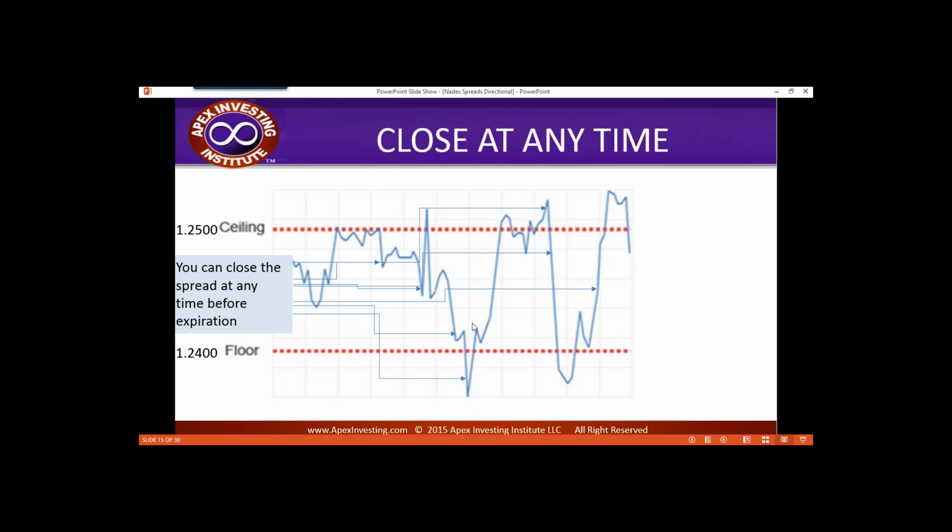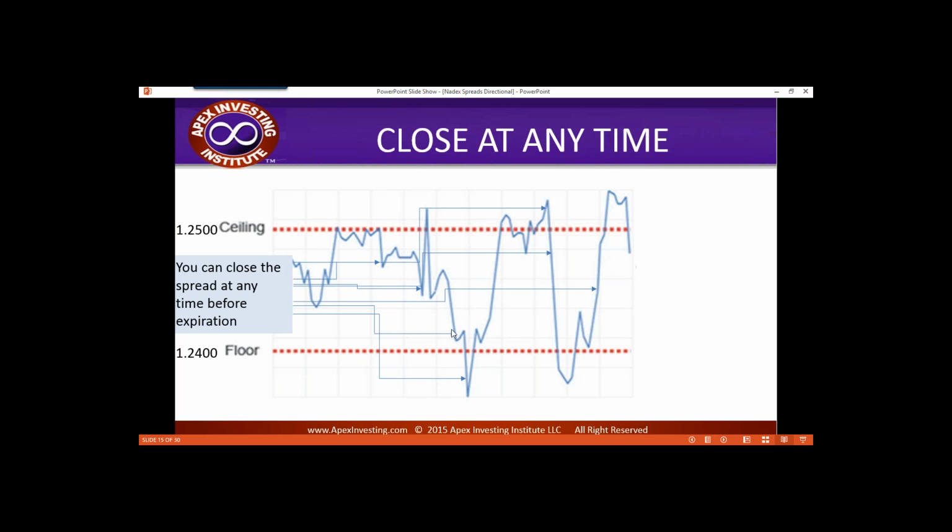Or let's say that I bought right in here at 2410, and the market went up 30 ticks. So I was profitable 30 bucks. I'm up $30 in profit. Well, I could exit right there and just take that $30 profit and get out at that time. I don't have to wait till expiration. I don't have to wait till it gets to a floor or ceiling. I can get in and out anytime, whether the market's going for me or against me.